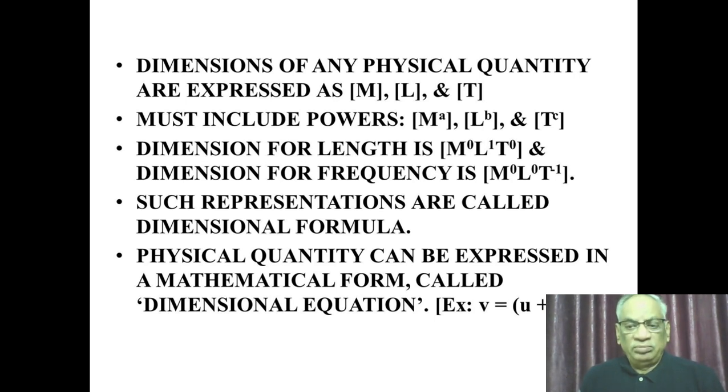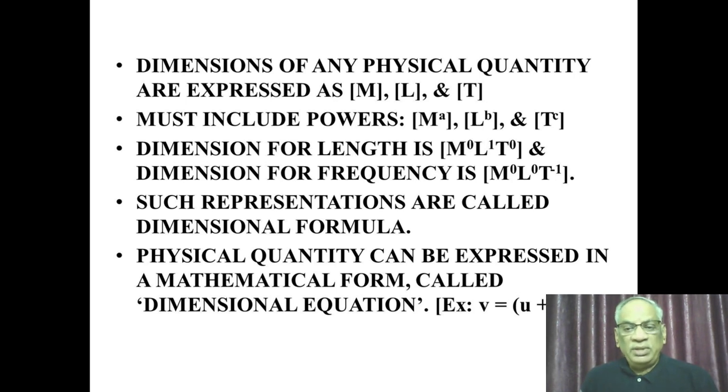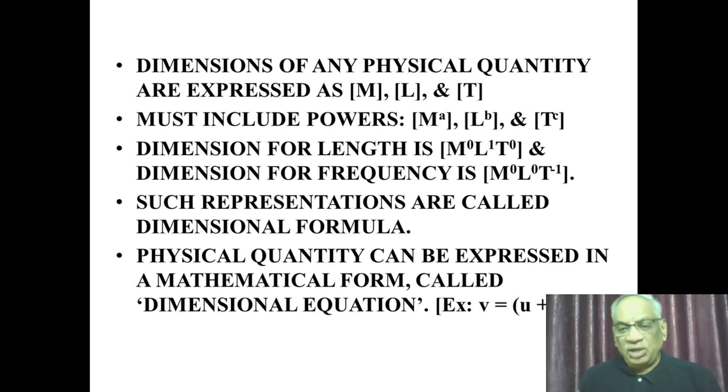The dimensions are generally designated in square brackets, as shown in the slide: M, L, and T. The dimensions must also include the powers. When we talk about a particular quantity, it may have a length unit or not, a mass unit or not, a time unit or not; we don't know. So if nothing is there, we come to the MLT in the next point of discussion.